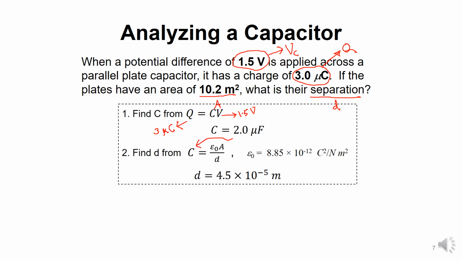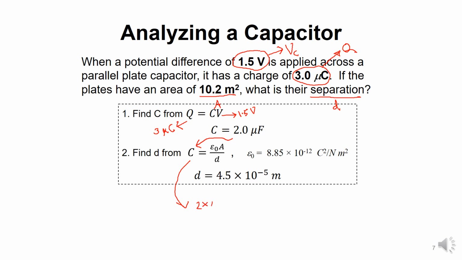So we have C, but what we're looking for is the separation D. So we plug in C into the next equation. C equals epsilon 0 times area, area divided by D, sorry, where epsilon 0 is the constant given, 8.85 times 10 to the negative 12 coulomb square over newton meter square in vacuum. And for area and D, you plug in your numbers here.